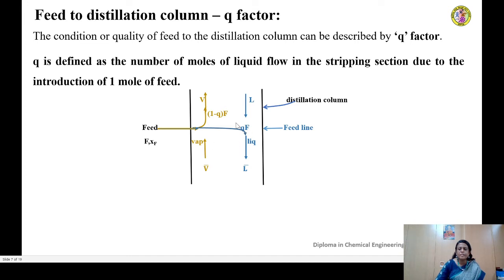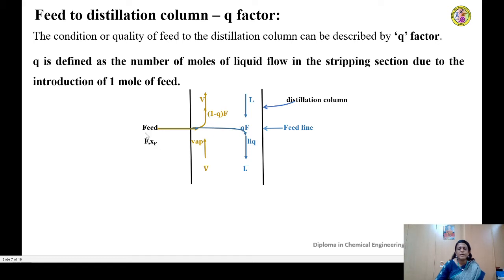So here we have a factor called the Q factor, which describes the feed condition. Let us understand what this Q is now. Q is the number of moles of liquid that flows in the stripping section due to the introduction of 1 mole of feed. That is, if 1 mole of feed is entering, that means if F is equal to 1 mole, then Q moles will be the liquid portion, and the remaining 1 minus Q moles will be the vapor portion.